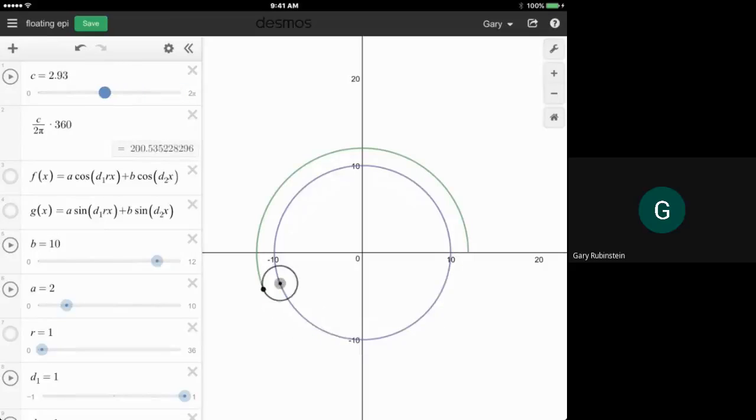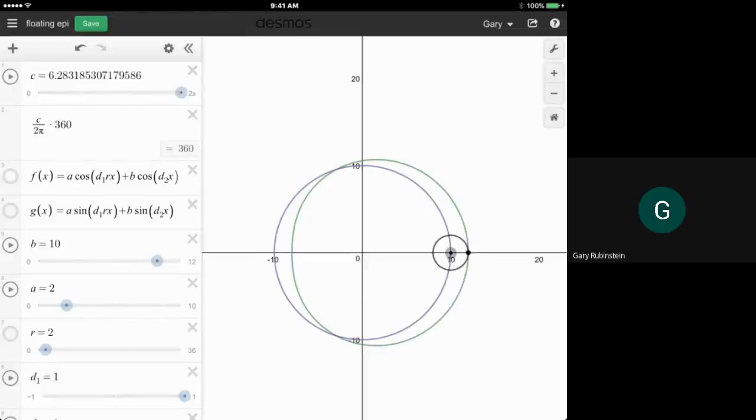So one makes that, but look at what happens when you make R 2. This is one of the more surprising things. When you make R 2, it almost looks like a circle again, but it's not a circle. It's closer to being an ellipse.